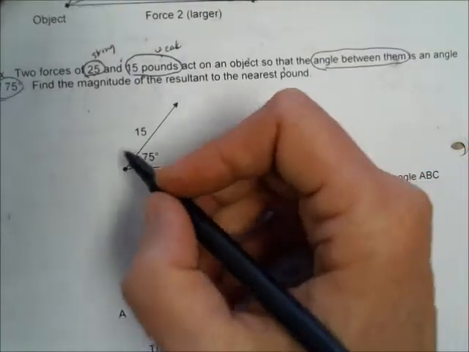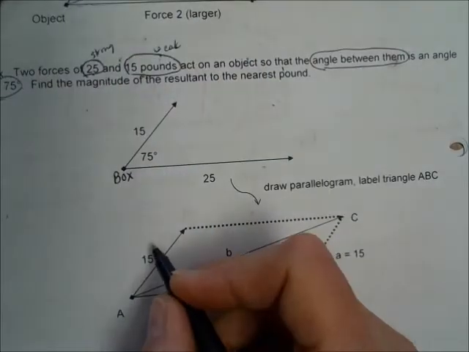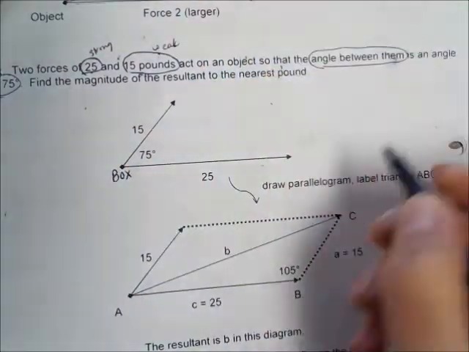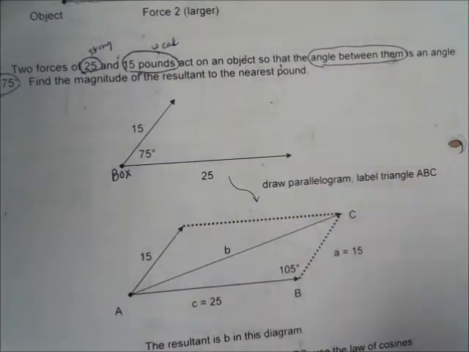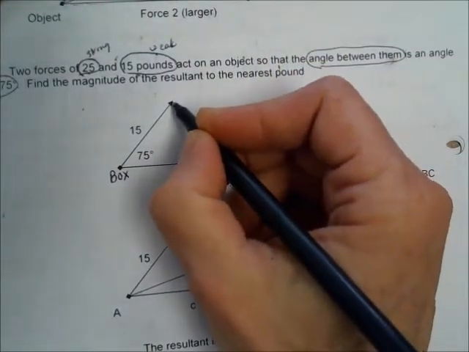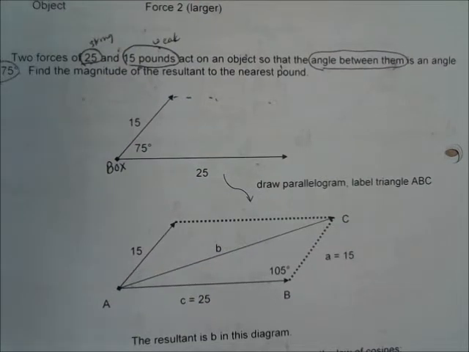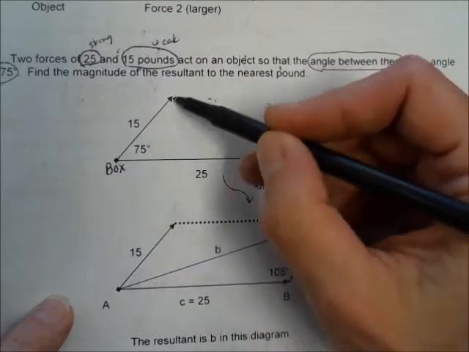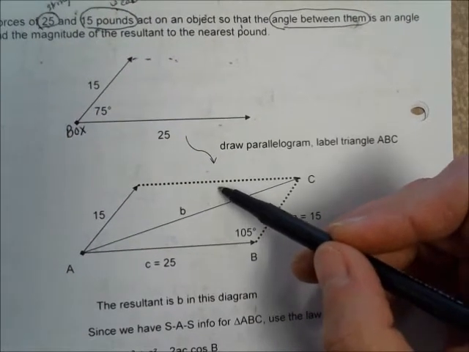And so here's how you set it up. Here's the object, or I often just put a box there because that was like our pink box. The weak person is pulling with 15 pounds. The strong person is pulling with 25 pounds. And so what we want to do is set up a parallelogram. Like I was saying, we can draw a parallelogram out of the 15 and the larger force here. And I've done that down here for you.